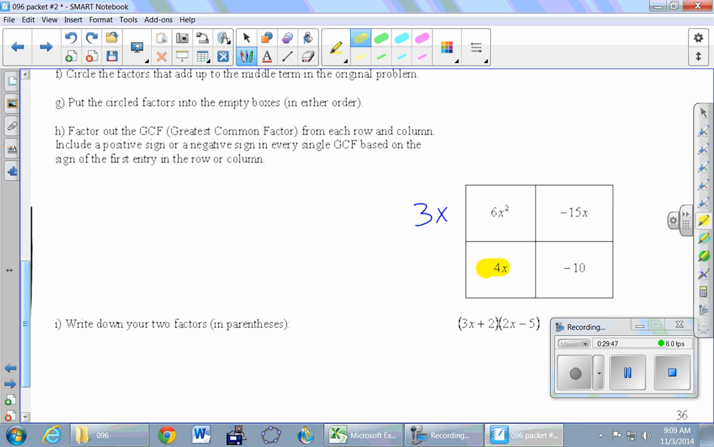Looking in the second row, what's the biggest number that goes into 4 and negative 10? It's 2. Are there x's in both? No, so we cannot take anything else out.